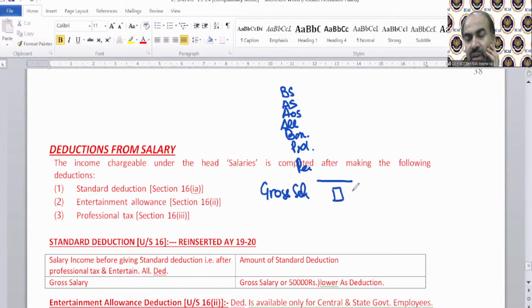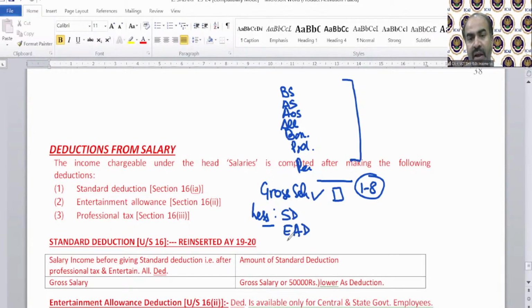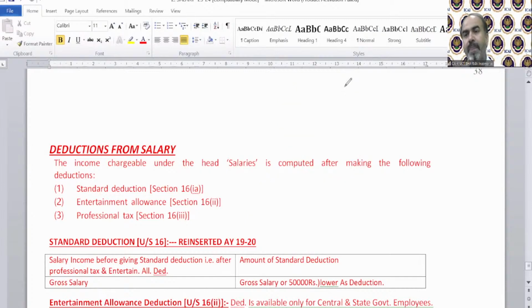The total of all these things, 1 to 8 as per our ideal format, is called gross salary. Out of gross salary, we can claim 3 deductions: standard deduction, entertainment allowance deduction, and third, professional tax or employment tax deduction. So standard deduction is very standard, of course. And it says 3 deductions are there.